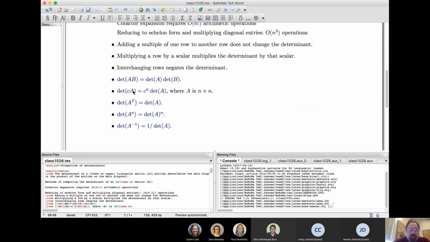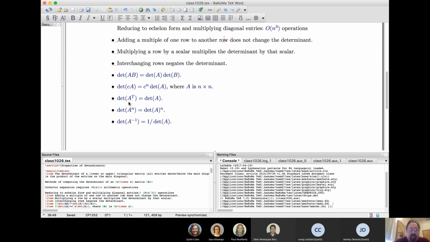Also, if you multiply the whole matrix by a scalar, then that multiplies the determinant not by that scalar. That only happens if you multiply a row by that scalar. But if A is n by n, you've got to multiply by c to the n. I've mentioned before, this is a common mistake that students make when computing determinants. They think, oh, determinant of 2A, you just take determinant A multiplied by 2. No, it's multiplied by 2 to the n.